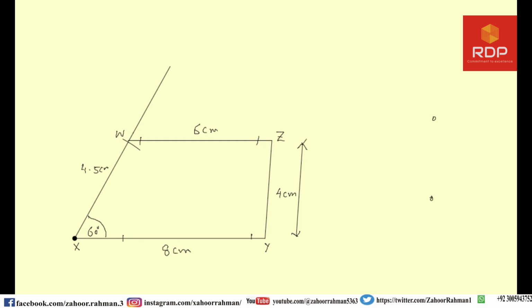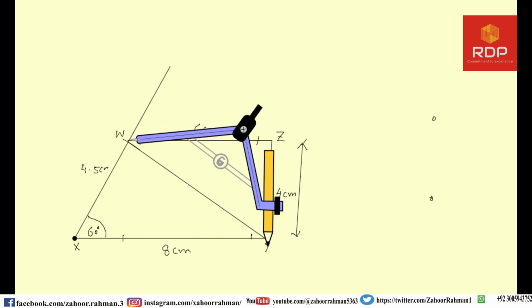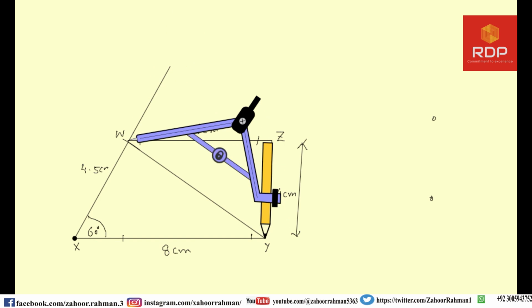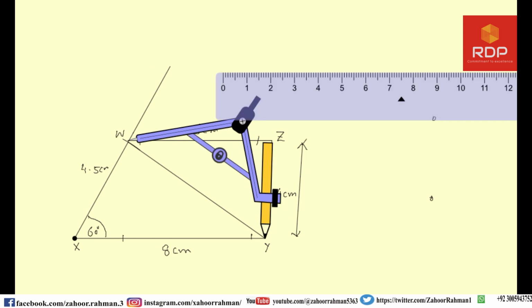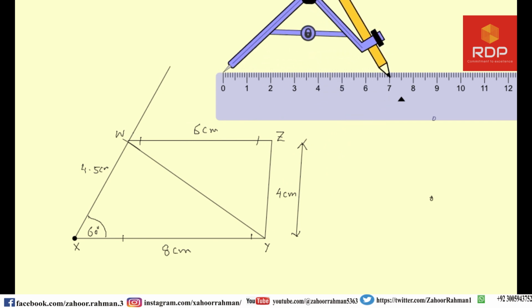Okay, now the next is saying that WY, we have to measure this line, and for that let me check whether it can be opened this much or not. Yes, it can. So this block, and after locking you have to open the ruler and measure this one. So if you see it, it is 7. So with me this is the 7 centimeter. That was the whole story about this question.